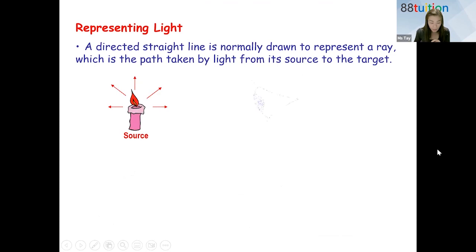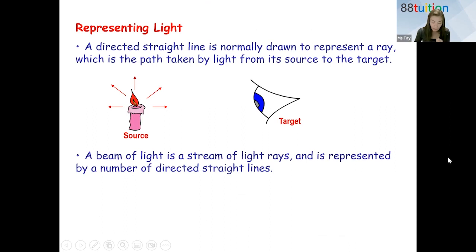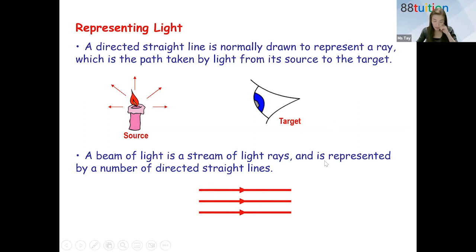If we are talking about a beam of light, a beam of light will be a stream of light rays. So we represent them by many straight lines. They are directed. Light only travels in a straight line. It doesn't bend. It only does so when it travels through a different medium. What do I mean by that? You will understand a little bit more later on. So this is how you see a beam of light. They will be traveling in straight lines, always in parallel.